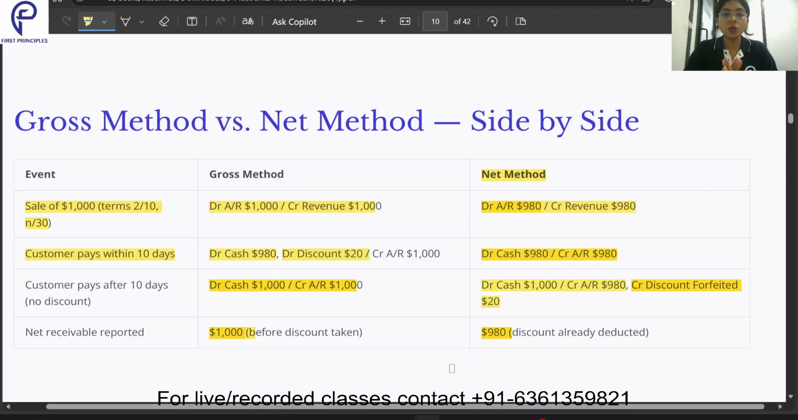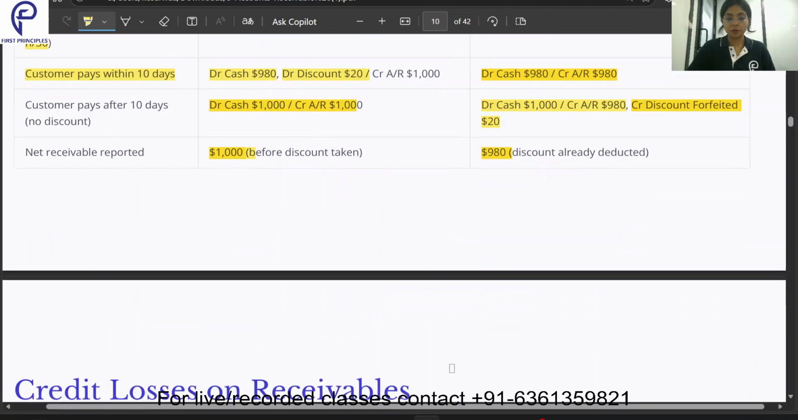Okay guys, so gross method or net method, we have understood both, how the treatment is being done. I hope with the help of this example it's really very clear to you guys that for the net receivables, when it is gross method, we will record the amount assuming that no discount is taken by the customer, but in case of net method, we are assuming that the discount is already taken by the customer and we will reduce the discount amount and then we will record the net amount in our books of accounts.